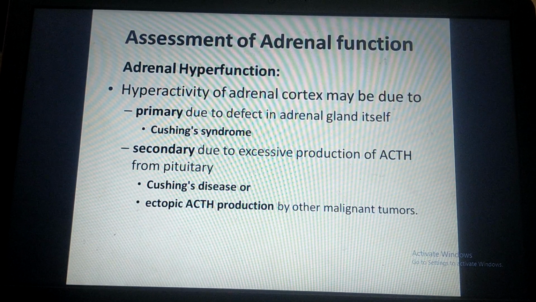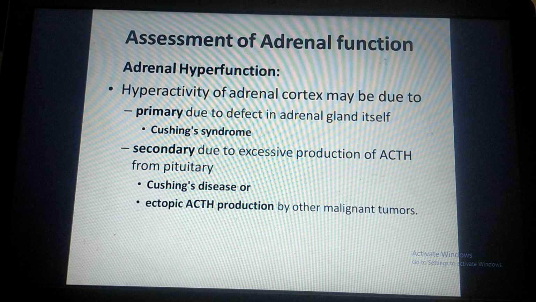Hyperfunctioning of the adrenal gland is seen in Cushing syndrome. It is also called the primary disease because here the defect is in the adrenal gland. There may be adenoma or hyperplasia of the adrenal gland, due to which the adrenal gland will synthesize more cortisol and it is not responsive to ACTH. Now the secondary cause of increased cortisol secretion is Cushing's disease.